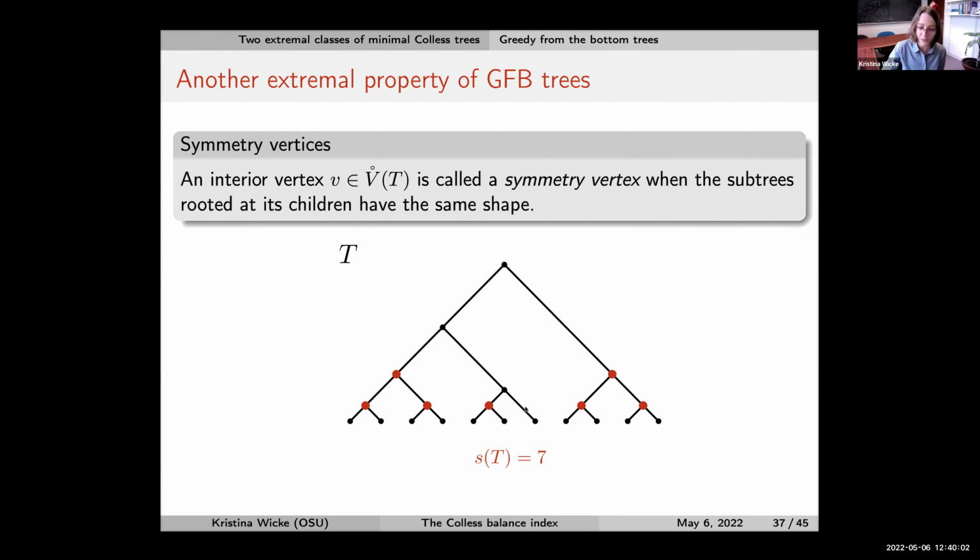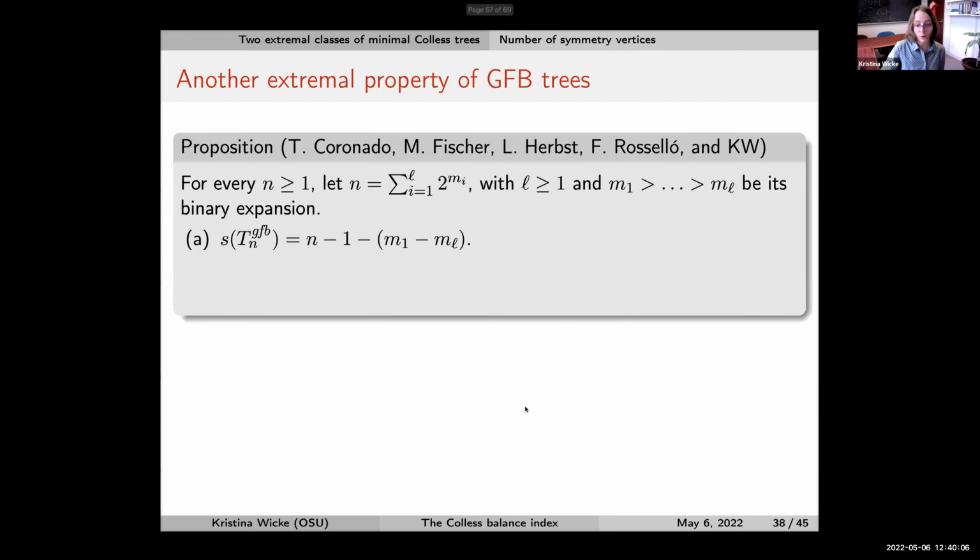Okay, and so symmetry vertices are themselves interesting for tree balance. It turns out that if we have a GFB tree, we don't have to look at the tree itself and count the number of symmetry vertices. We know that in a GFB tree, we always have n minus 1 minus m1 minus ml symmetry vertices. And these coefficients m1 and ml again come from the binary expansion of the leaf number.